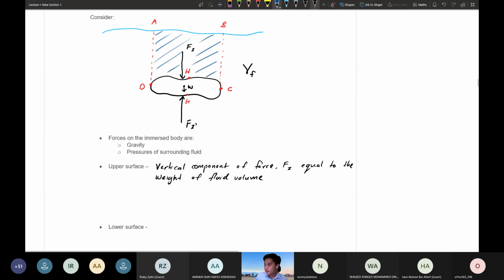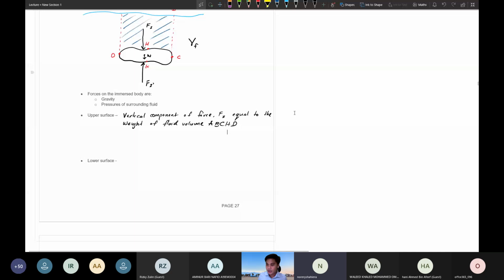What's the force involved here? A, B, C, H, and D. Okay, so far clear? Yes, doctor. Alright. So how about the lower surface? This is lower surface. What's the force involved? Buoyancy.